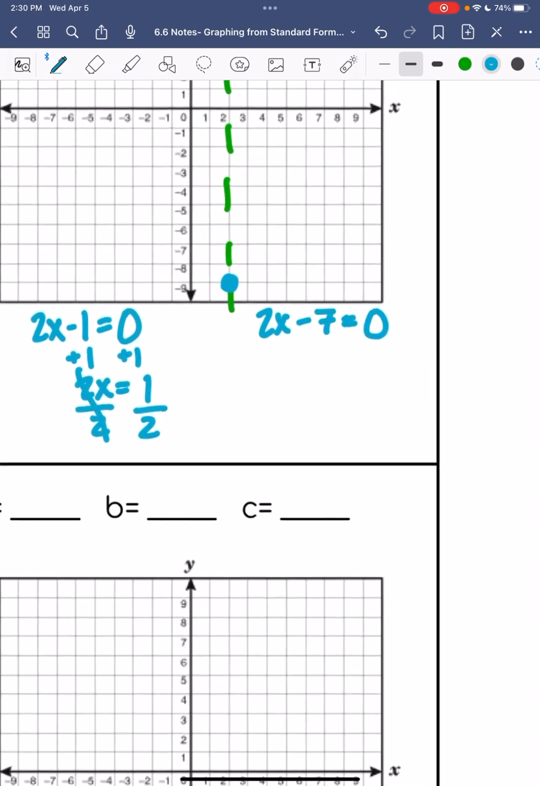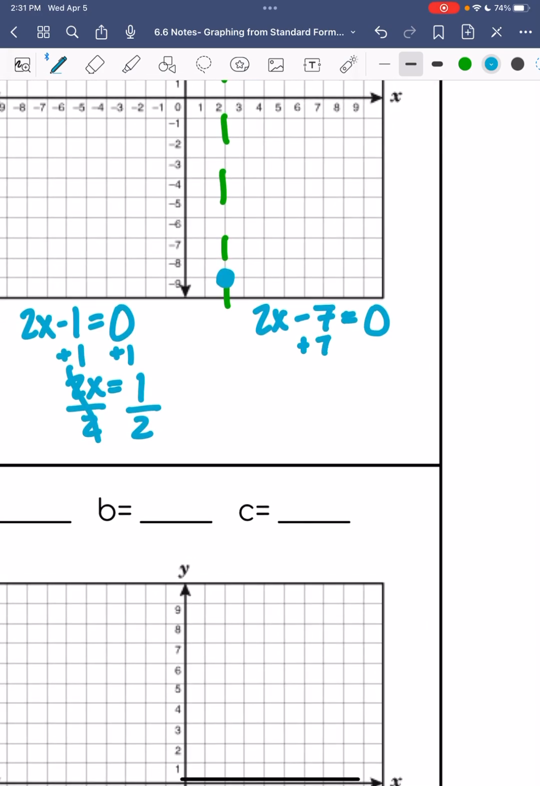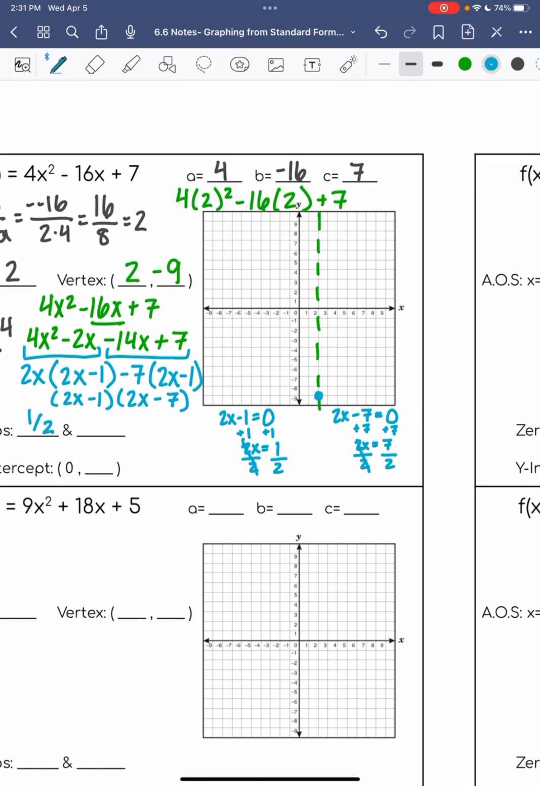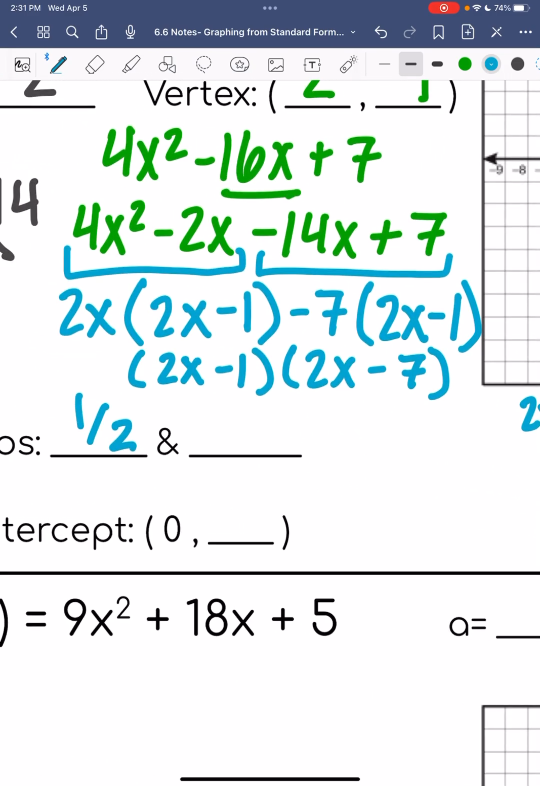The other one, 2x minus 7 equals 0. I would add 7 to both sides. We get 2x equals positive 7. And then to get x by itself, I'll divide by 2 on both sides. And I will get x equals 7/2. And again, I'm going to leave it as a fraction. x equals 7/2.